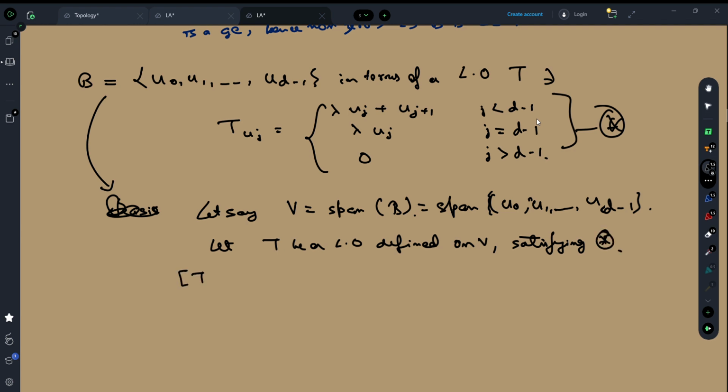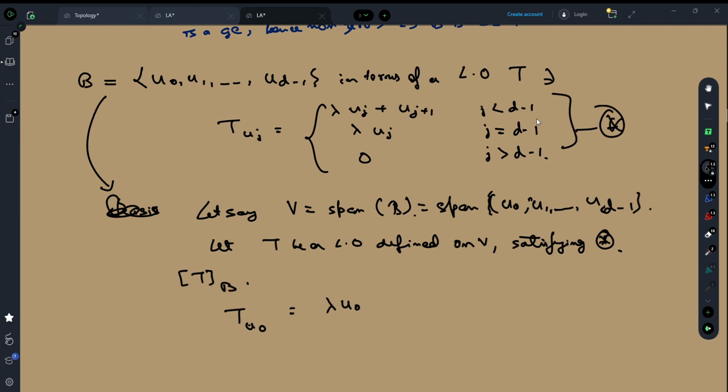Then what can we say about the matrix of T with respect to V? That is my question, and you can easily observe what is happening here. We can just simply talk about one or two of these eigenvalues. What is T of u0 from here?